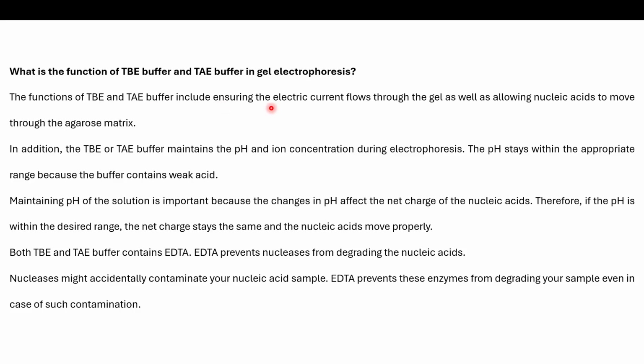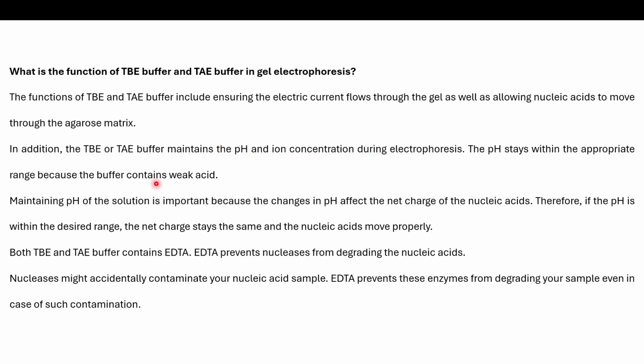These buffers include ensuring the current; definitely a buffer should have an electrolyte. Okay. There should be movement of ions, ensuring the electric current flows through the gel as well as allowing nucleic acids to move through the agarose matrix. So in addition, the TBE or TAE buffer maintains the pH and the ion concentration during electrophoresis.